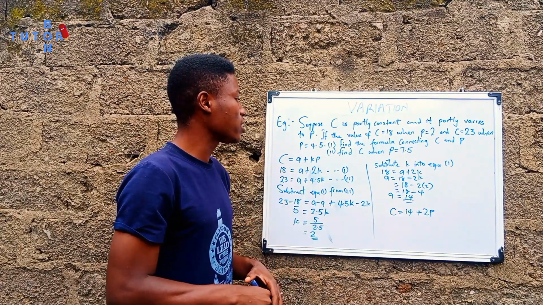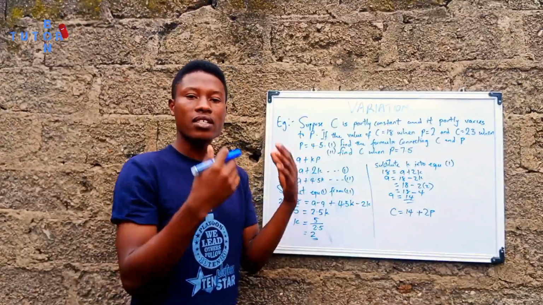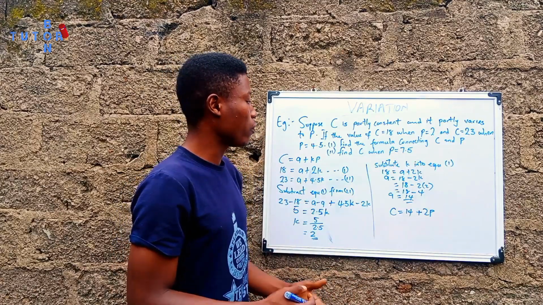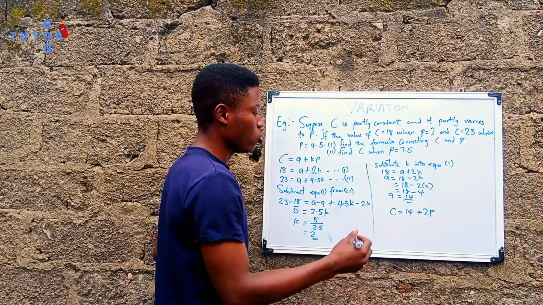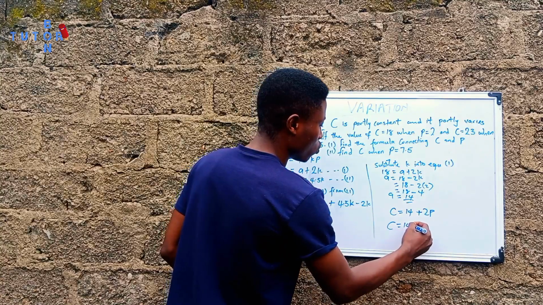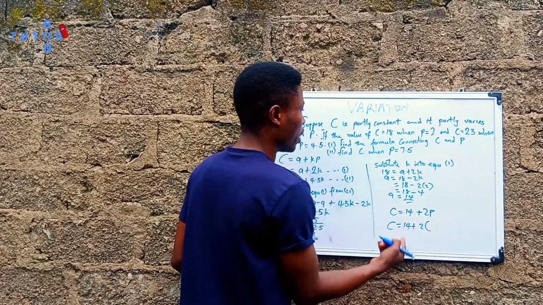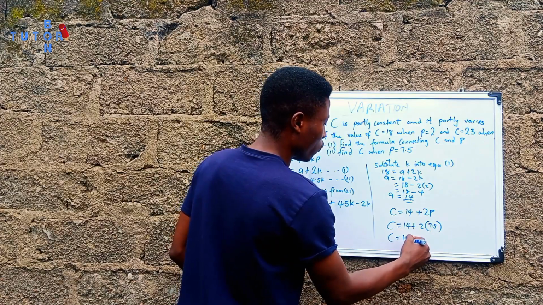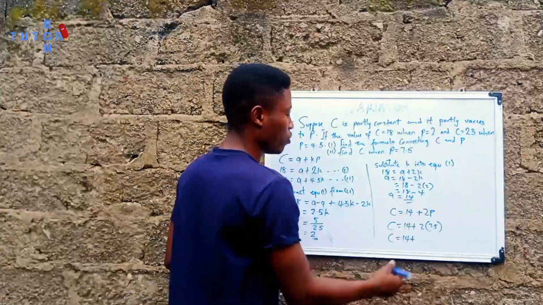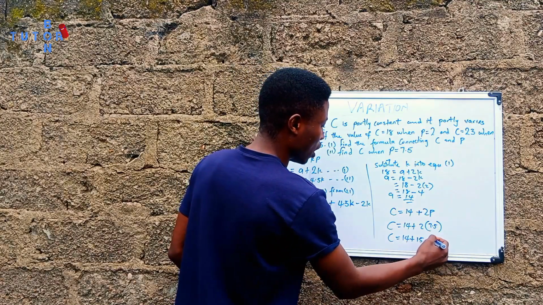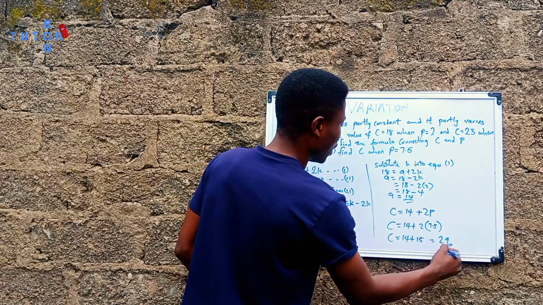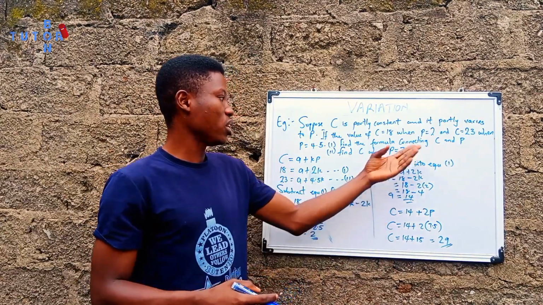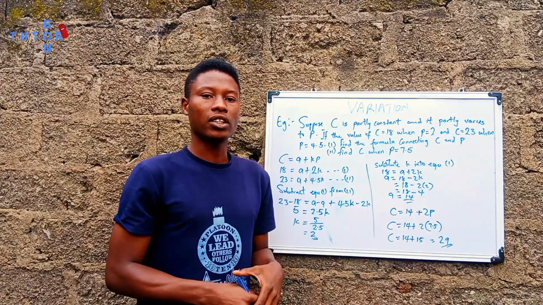Now the second question says, find C when P is 7.5, which means you just have to substitute this 7.5 into the equation here, and you'll have your C equals 14 plus 2 into bracket 7.5. 2 times 7.5 should give you 15, and your answer should be 29, which means the answer to your C is 29 when P is 7.5.